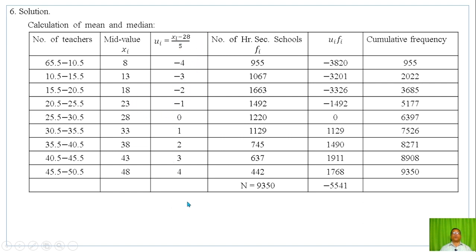The number of higher secondary schools gives the respective frequencies. Then we compute ui fi, the weighted element, after the change of origin and scale. Then for the median we need the cumulative frequency.